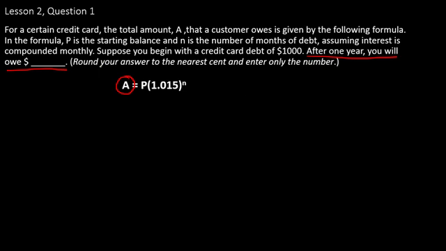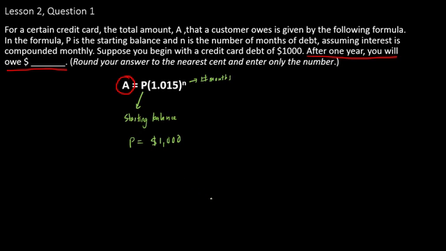Now think about the information that we've been given to help us solve for A. So we know that this formula will help us solve it. We know that P is our starting balance, and we know that N is the number of months of debt. We're also told that our beginning credit card debt is $1,000.